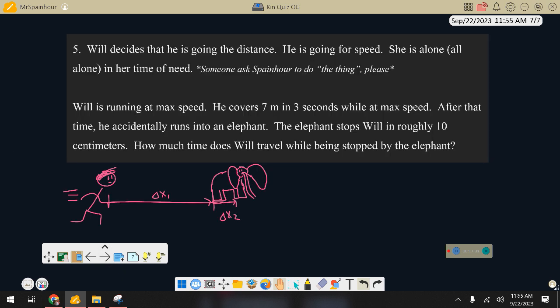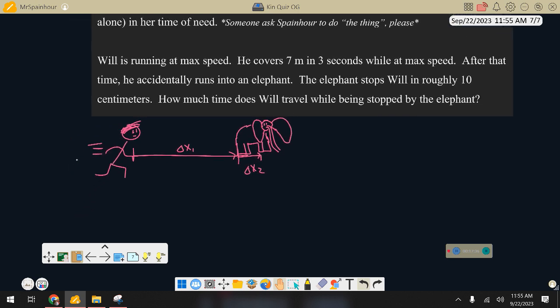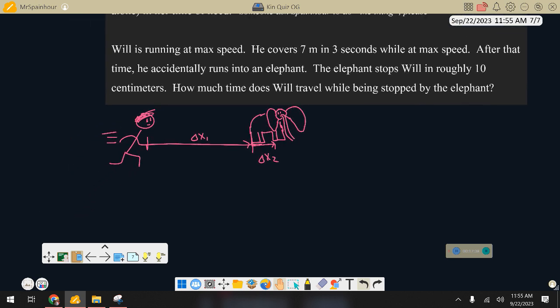Finally, let's do number 5 just real quick, because you just heard the bell, and I've got a class to teach the next hour. Will is running at max speed. Because that's max speed, this is just a constant velocity problem. So the displacement he's going to go is 7 meters. Time is 3 seconds. And finding that is simple. Velocity is displacement over time, or 7 meters over 3 seconds, or 2.33 meters per second.